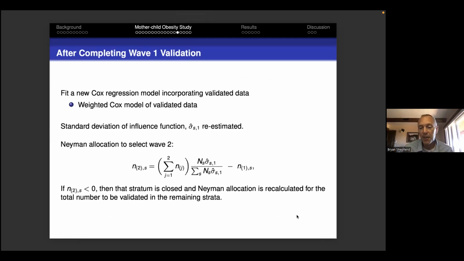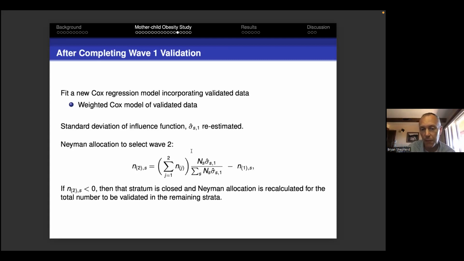So a couple months later, once that validation was done, we got all the validated data, and then we fit a new Cox regression model incorporating the validated data. So this is just a weighted Cox regression with the validated data. And we got a new estimate of the influence function for every observation. And then we're able to calculate the standard deviation of the influence function for each of the strata. And then what we did is we used Neyman allocation to select how many we should sample from in our wave 2.